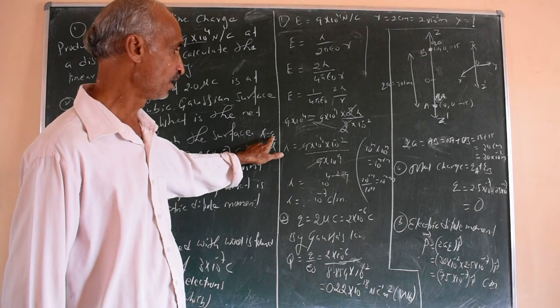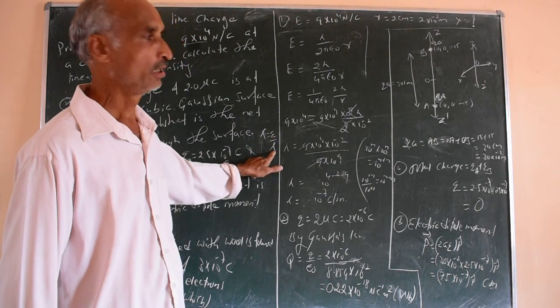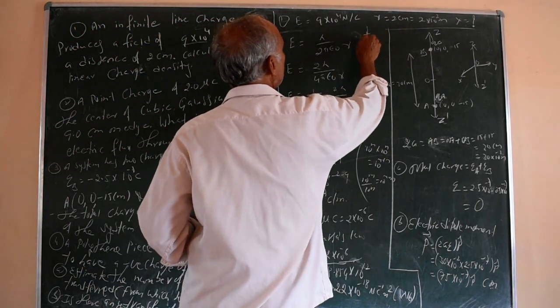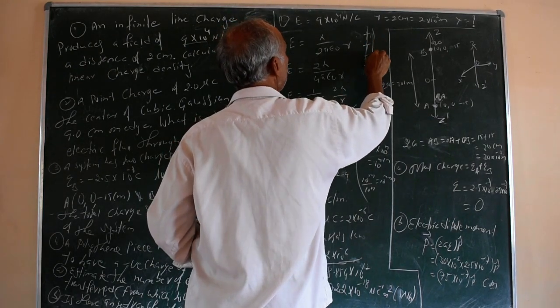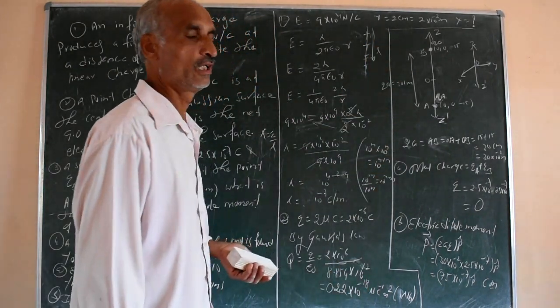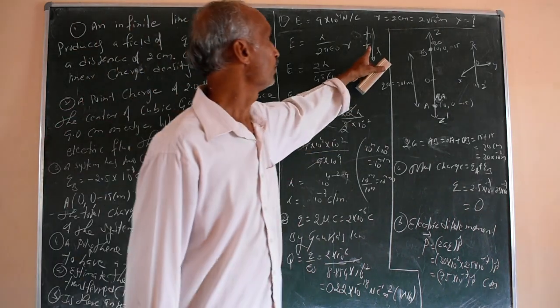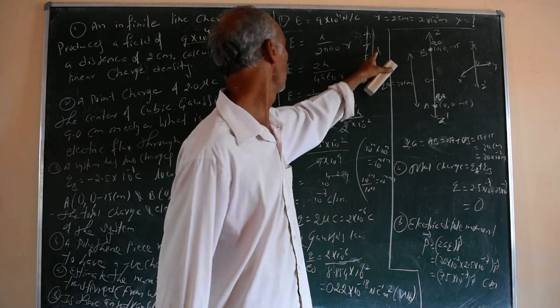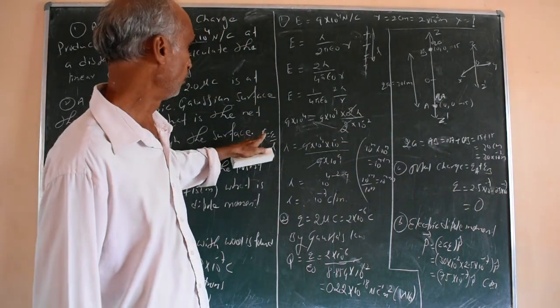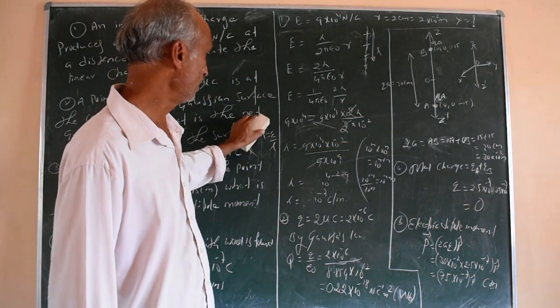Q is in coulombs and L is the length of the line conductor. On a line conductor of length L, a charge Q is stored. Then the linear charge density, with the same symbol lambda, is equal to Q by L. Q is in coulombs, L is in meters.